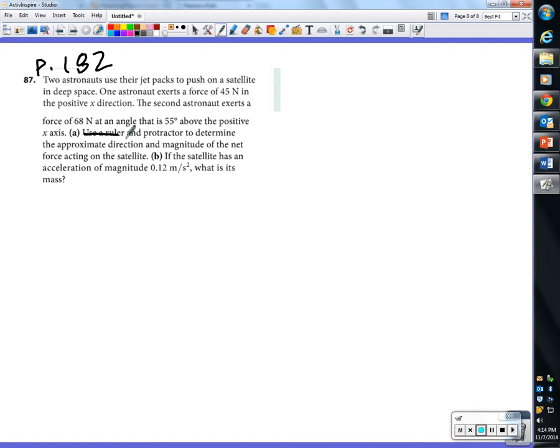Boo to that. We're not using a ruler and protractor. We have another way to do that, right? We're not going to use a ruler and protractor, but we are going to determine not the approximate direction, but the direction and the magnitude of the net force acting on the satellite. So, part A wants to know the net force.